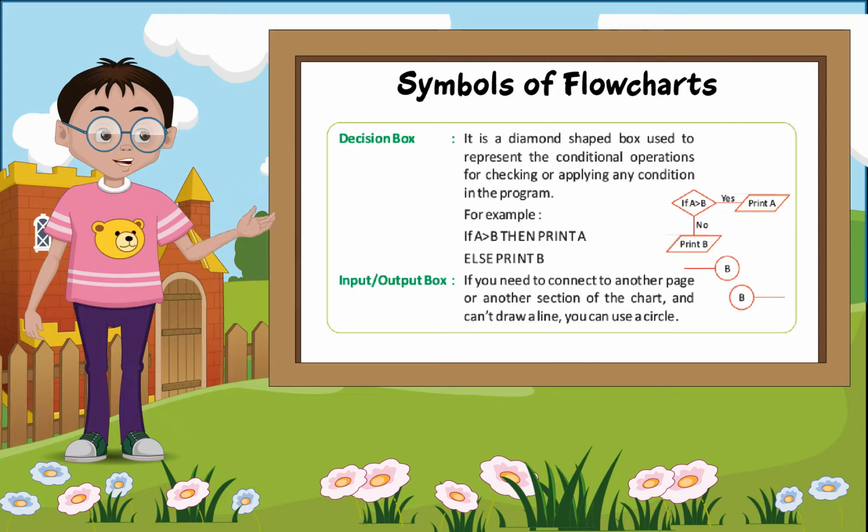Decision box. It is a diamond-shaped box used to represent the conditional operations for checking or applying any condition in the program. For example, if A greater than B, then print A, else print B. Connector. If you need to connect another page or another section of the chart and cannot draw a line, you can use a circle.